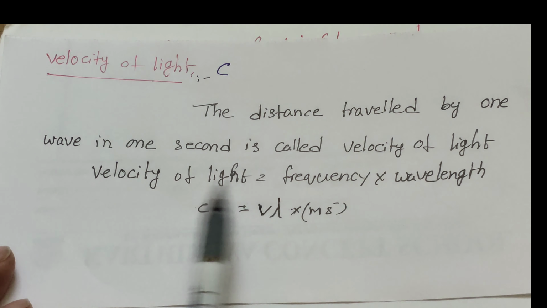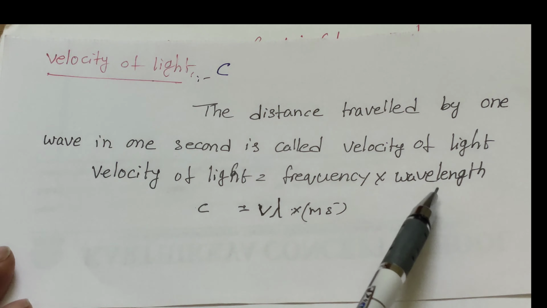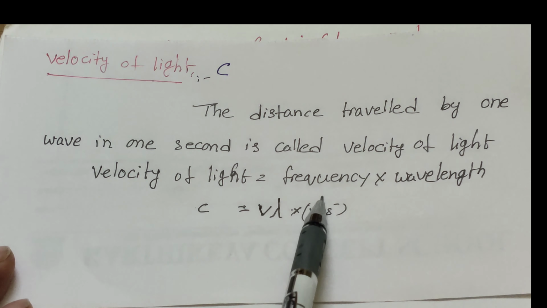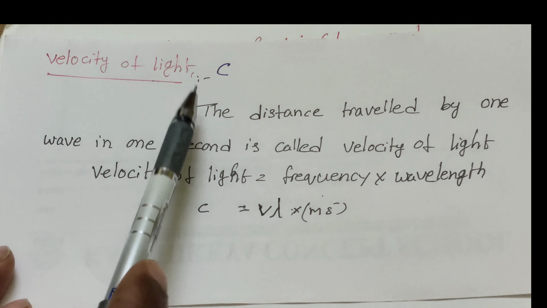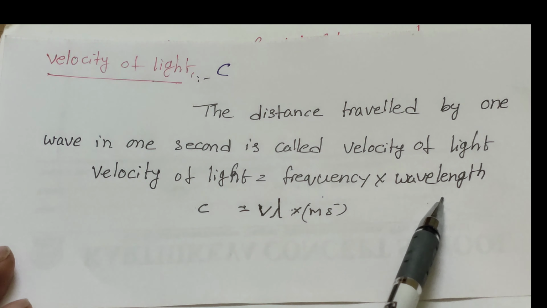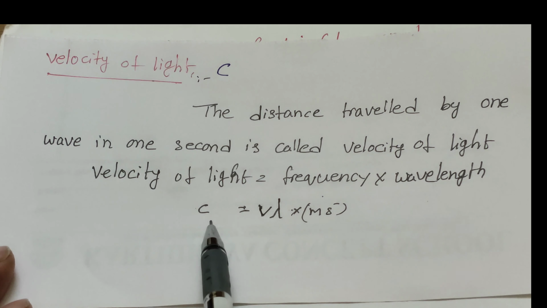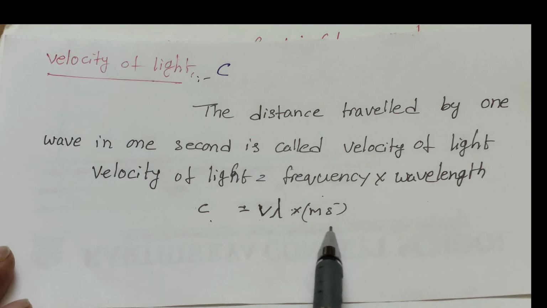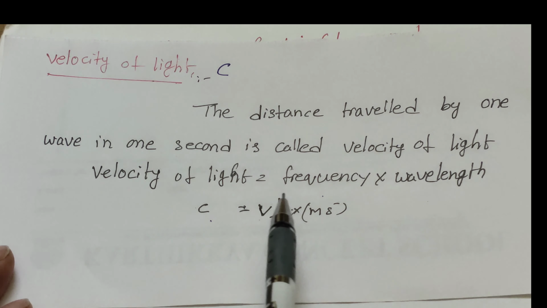The velocity of light is equal to the frequency times wavelength. The velocity of light or any electromagnetic wave depends upon the wavelength. So c is the velocity, ν is the frequency and λ is the wavelength. So this is about the velocity of light.